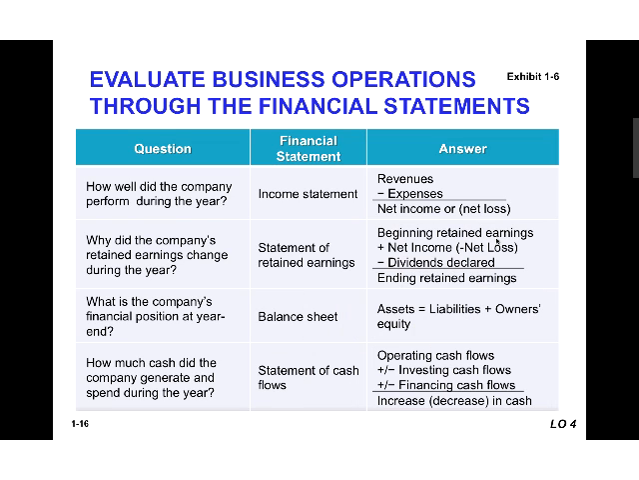Okay, so this is Exhibit 1-6. It's in your textbook. It's also in the PowerPoint slides you can download from Blackboard. But basically, the financial statements each answer a different question. They answer how well did the company perform during the year, if we're talking about the income statement. If we're looking at why did the company's retained earnings change during the year, that would be the statement of retained earnings. What is the company's financial position at year end? That's the balance sheet. And then how much cash did the company generate and spend during the year? That's the statement of cash flows.